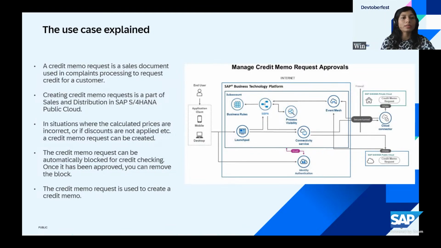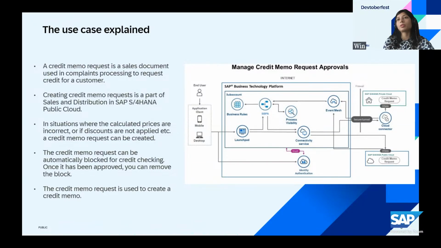And what is the use case? A credit memo request is a sales document that is mostly used in complaints processing to request credit for a customer. It is part of sales and distribution for SAP S/4HANA public cloud, also in the private cloud. If prices are incorrect, or if any discounts are not applied, then a credit memo request can be created. It can be automatically blocked for credit checking, and somebody can approve it.